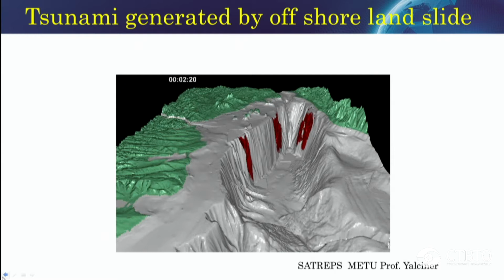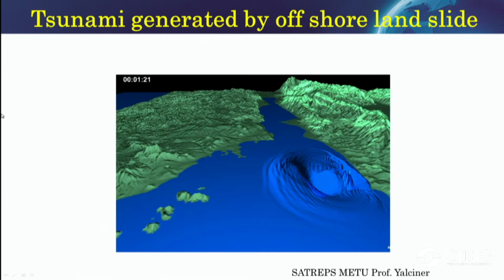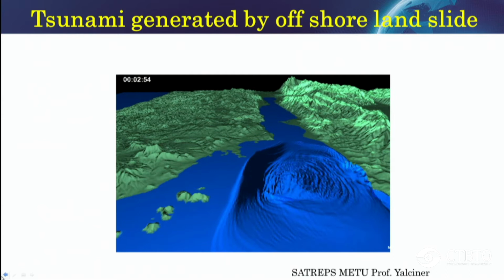I will show you some. Tsunami simulation by landslide in the Marmara Sea. This is a result of the SATREPS project between Japan and Turkey. This is a landslide tsunami simulation. Yes, this is very, very important information.